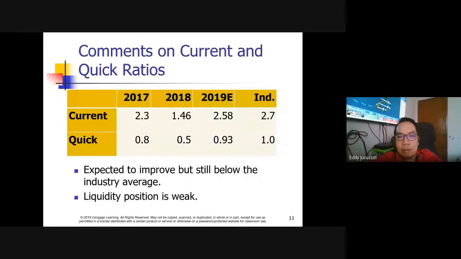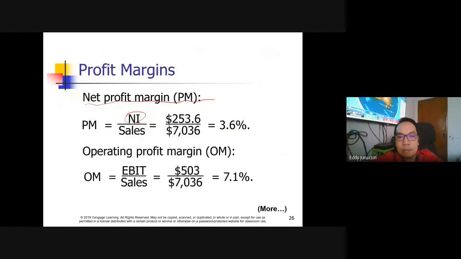So we get 3.6%. So imagine every $1 of sales or revenues could produce 3.6 cents of net income. So the higher the ratio, the more profitable the company is.